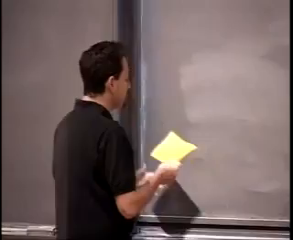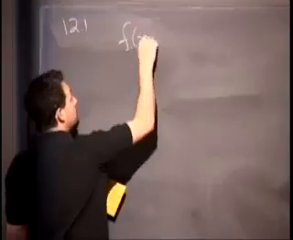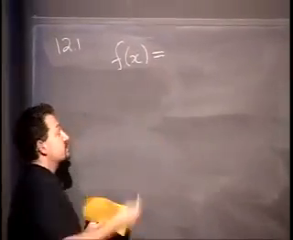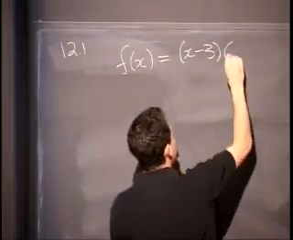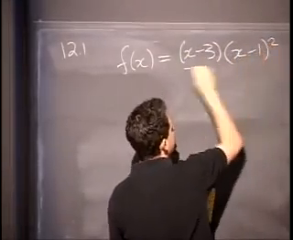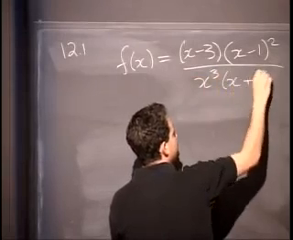Forget calculus for the moment. The idea is going to be this. Suppose I have, for example, a function that I'd like to sketch: (x minus 3)(x minus 1) all squared over x cubed (x plus 2).